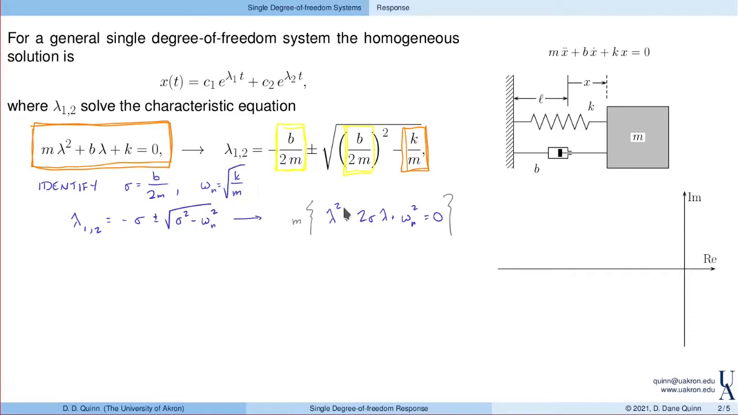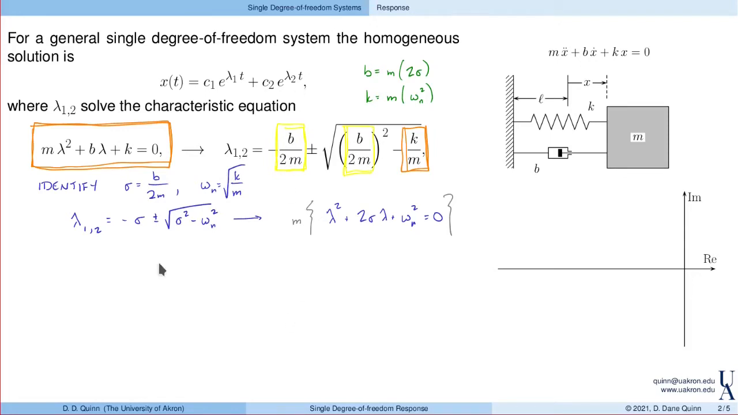In terms of sigma and omega n, you can show that b is the mass times 2 sigma. So just solve this for b. And k is the mass times omega n squared. Just solve this for k.